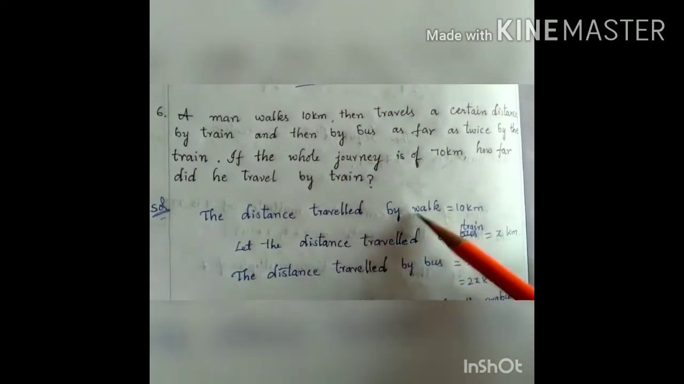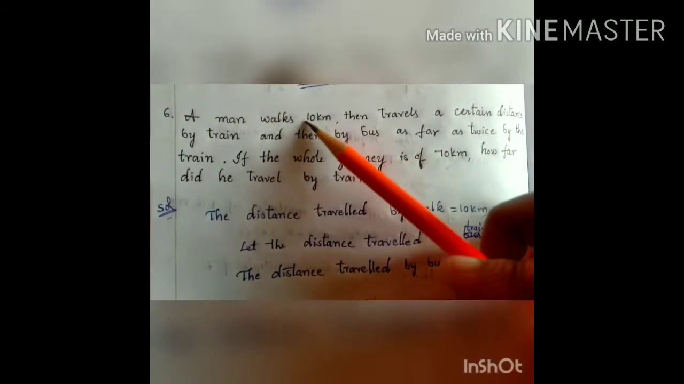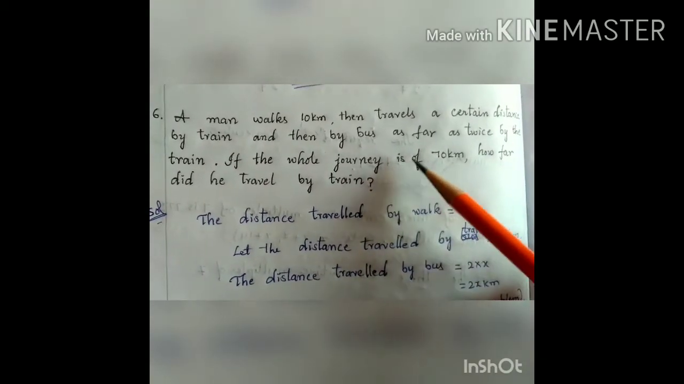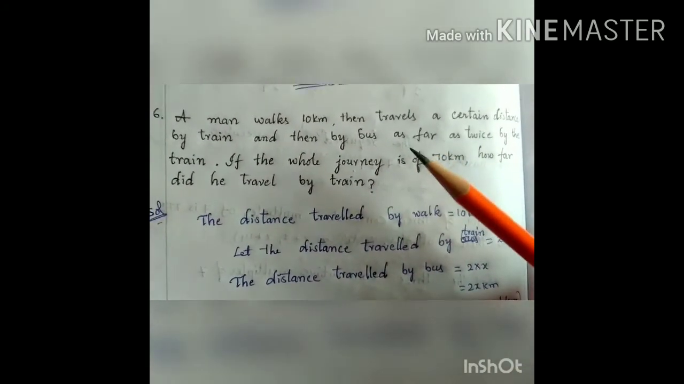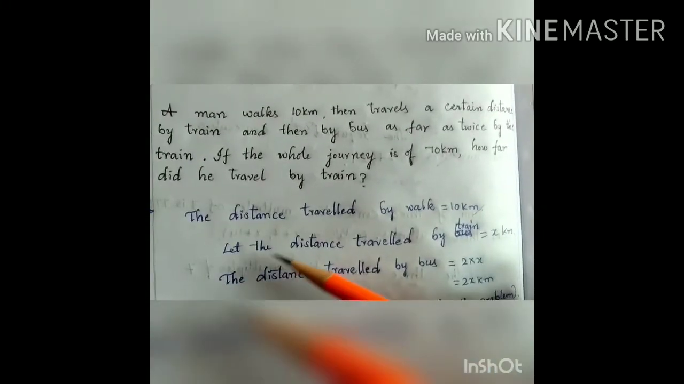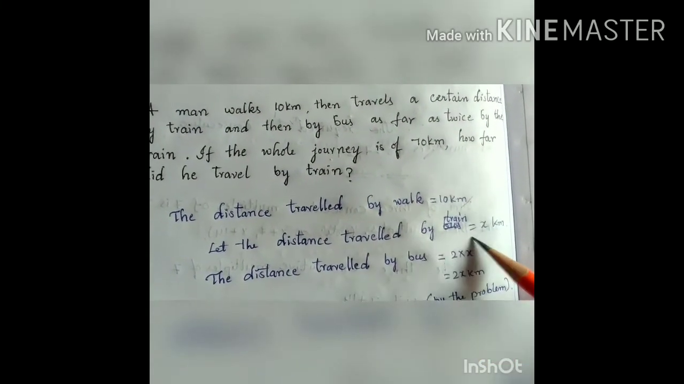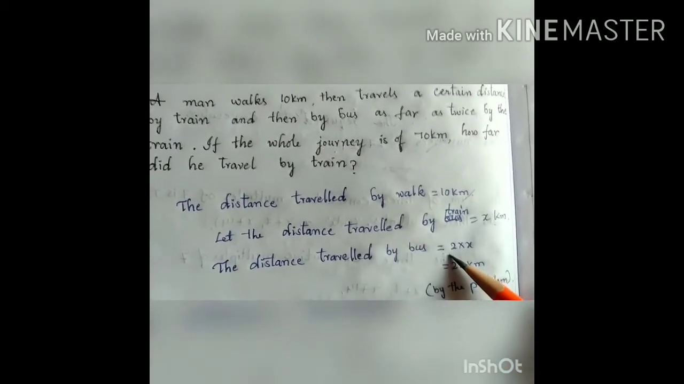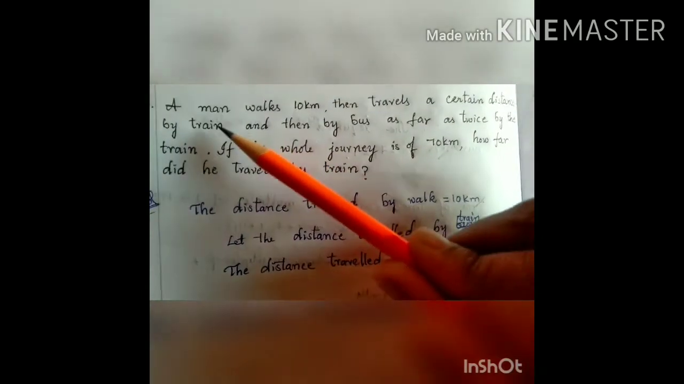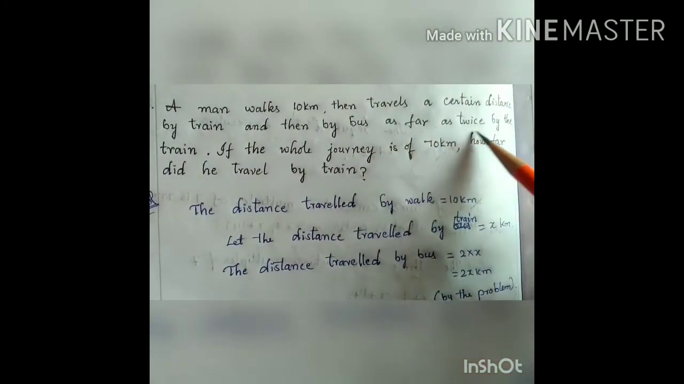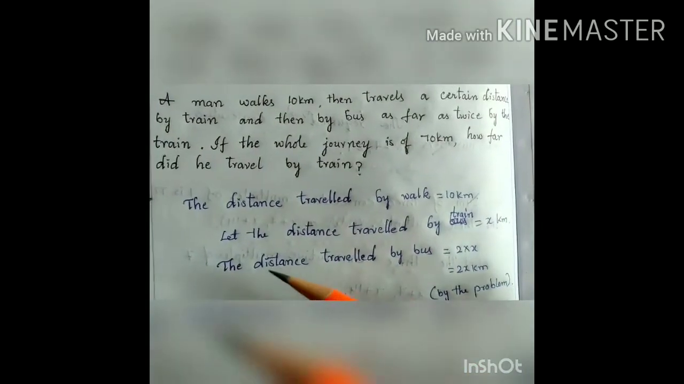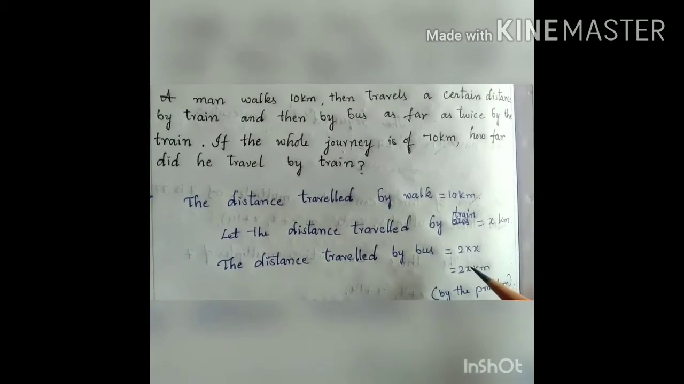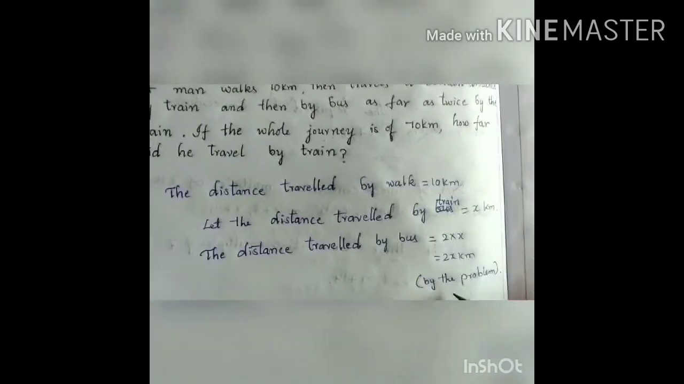So here the distance traveled by walk equal to 10 kilometers, already given. Let the distance traveled by train equal to x kilometers. The distance traveled by bus, by the problem, is twice the train distance. So train distance is x kilometers, bus distance is twice the train, 2 into x, 2x kilometers.